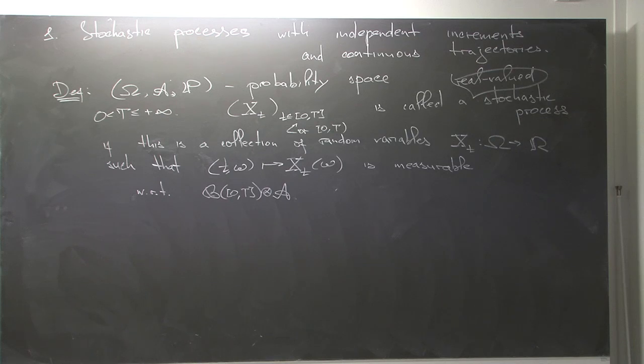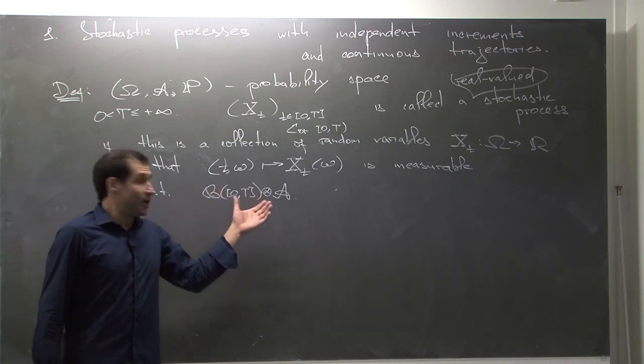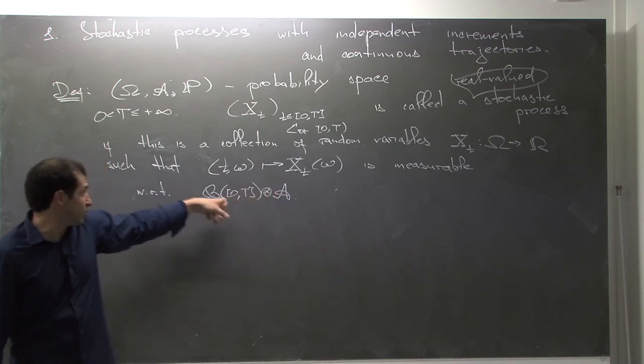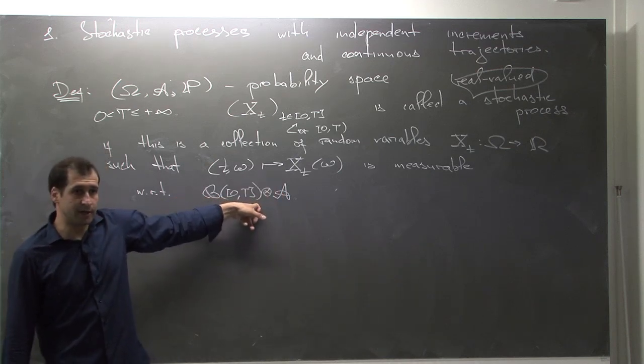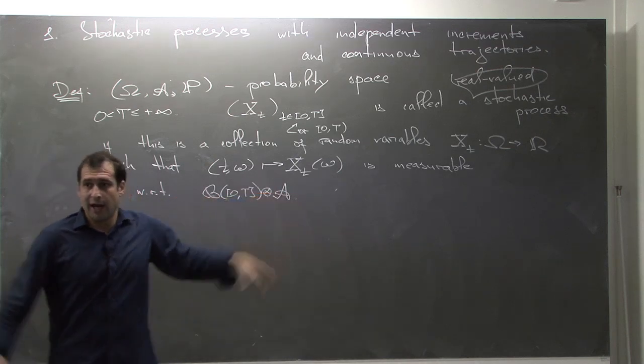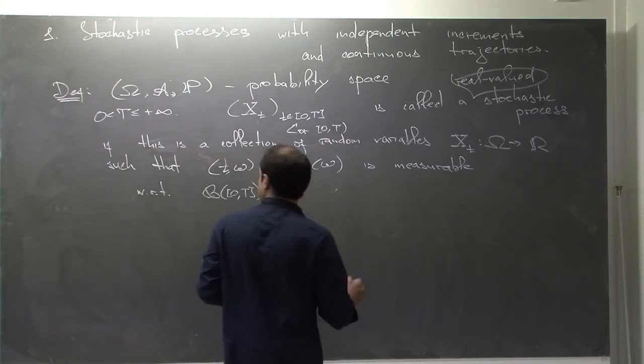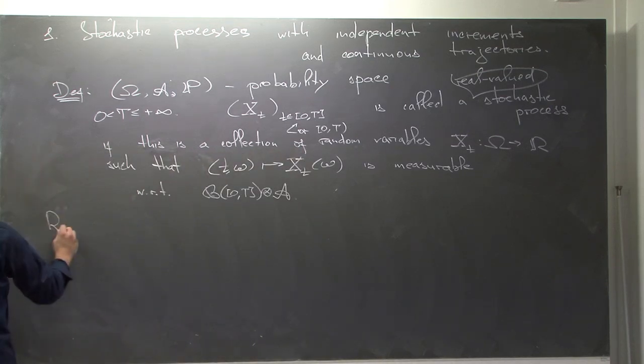Just to remember what the product sigma algebra, the tensor product sigma algebra, is: you take all the possible rectangles, meaning Cartesian products of some measurable set here by some measurable set there, and take the smallest possible sigma algebra generated by all these Cartesian products. Okay? So, just a remark to finish the first hour.